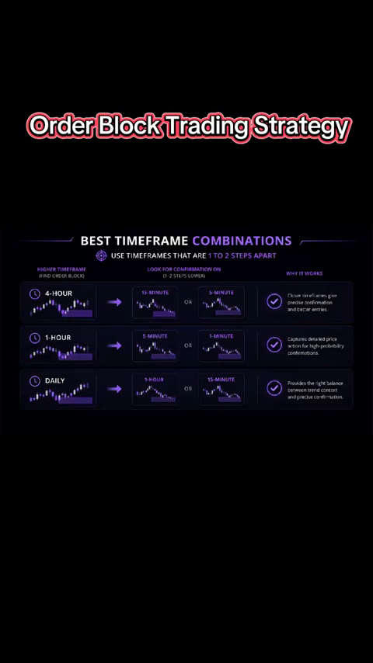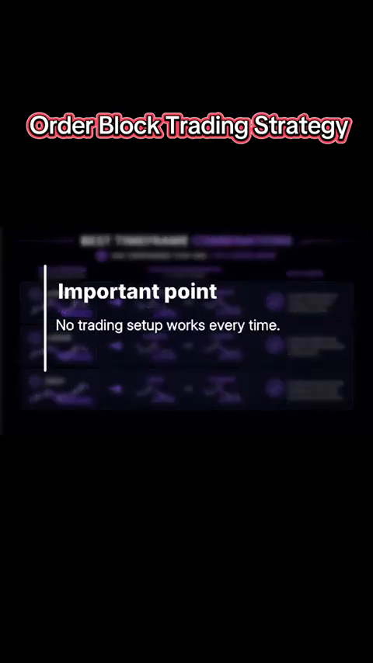One important point to remember is that no trading setup works every time. The goal is not to win every trade, but to consistently put the probabilities in your favor.